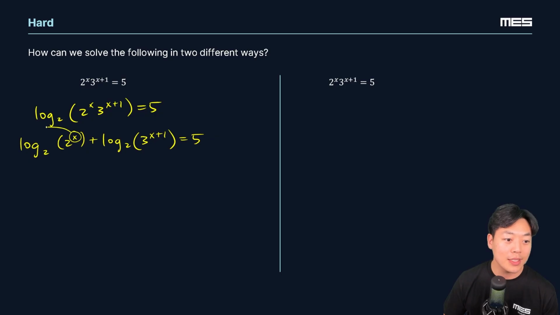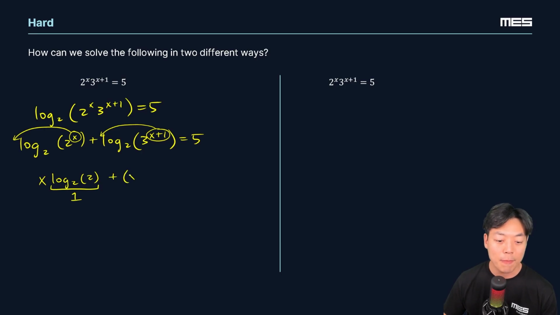Now we can bring this x down and this power down as well. So now we have x, because log base 2 of 2 will just be equal to 1. This just becomes 1 since the base and the argument are the same, plus x plus 1 times log base 2 of 3, and that's equal to 5. Now, I'm going to go ahead and distribute log base 2 of 3 to the x and the 1. So I get x log base 2 of 3 plus log base 2 of 3.